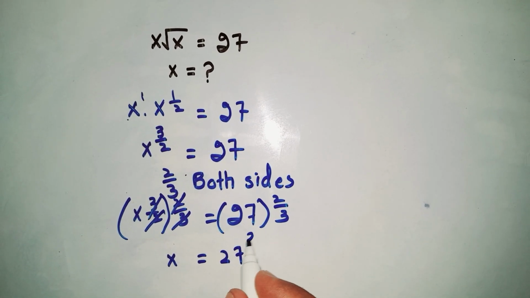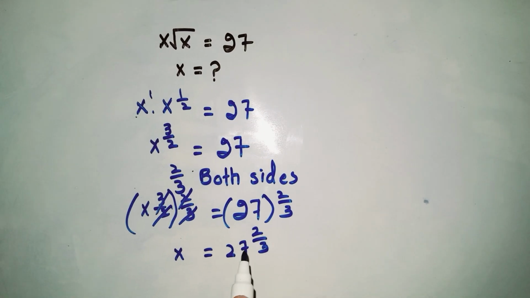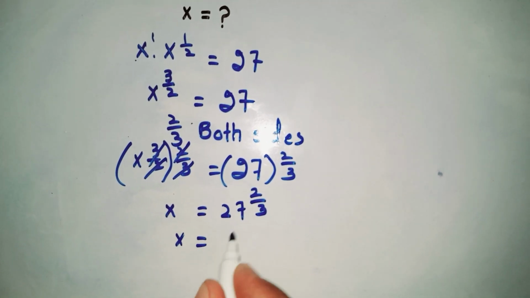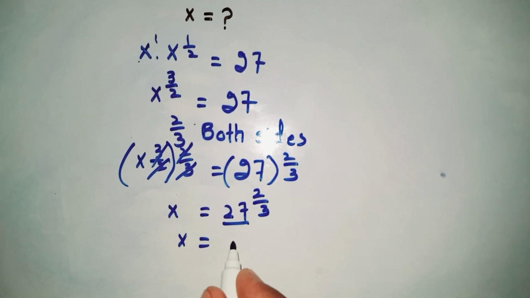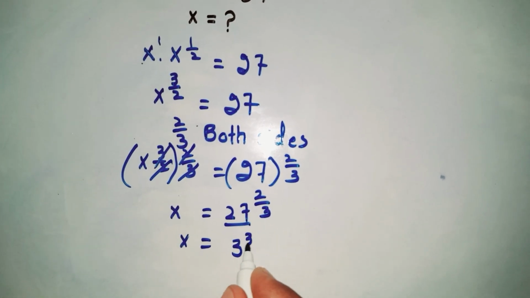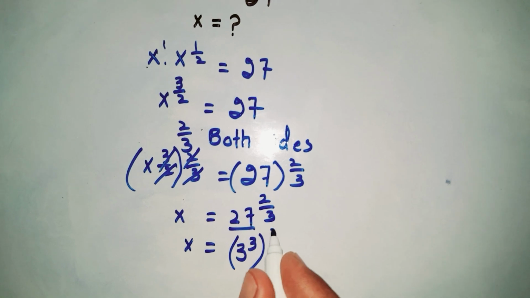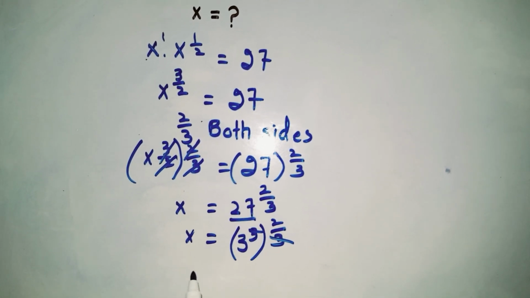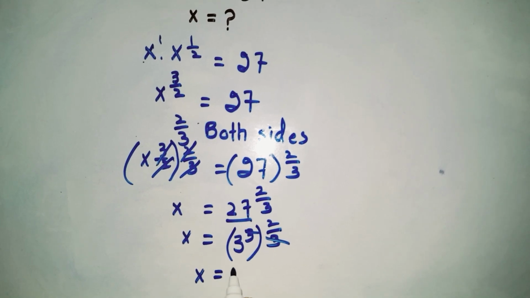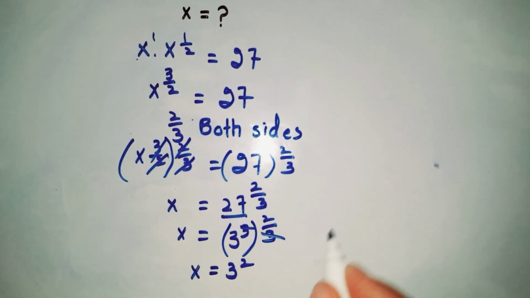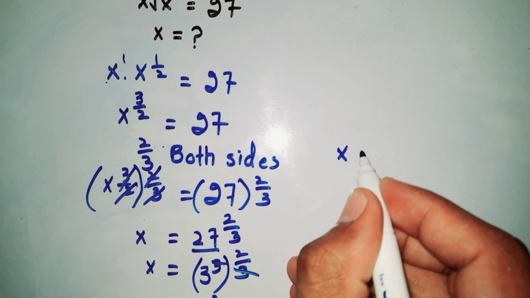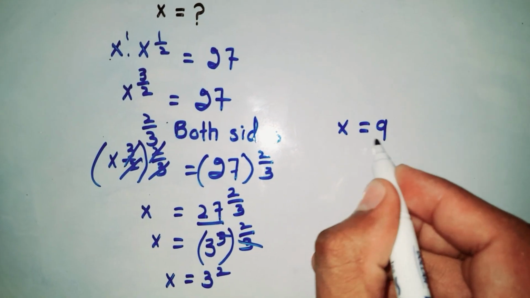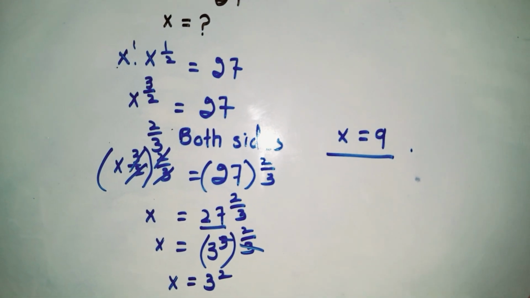So now x is equal to, we write 27 as 3 power 3 whole power 2/3. So now 3 and 3 cancel, x is equal to 3 square. So now here write x is equal to 3 square is equal to 9. So x is equal to 9. This is our answer.